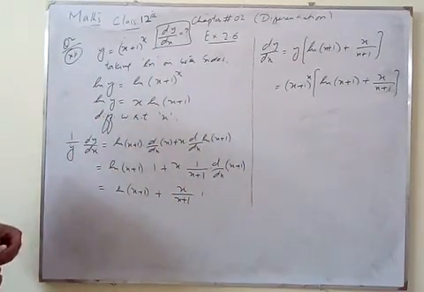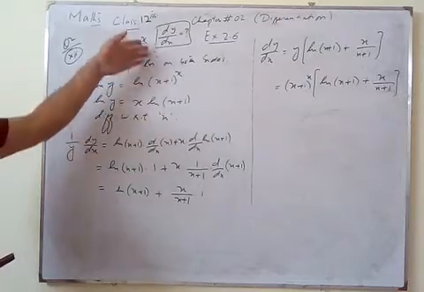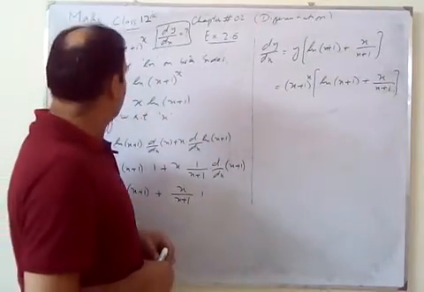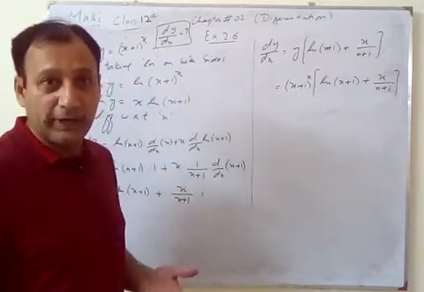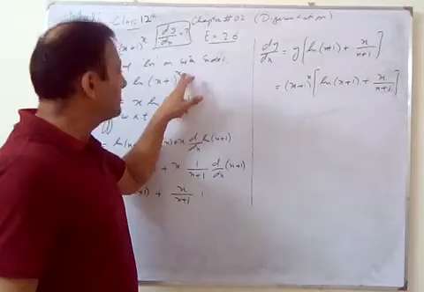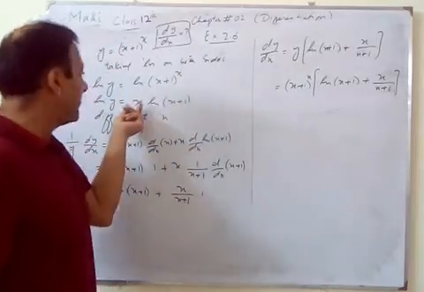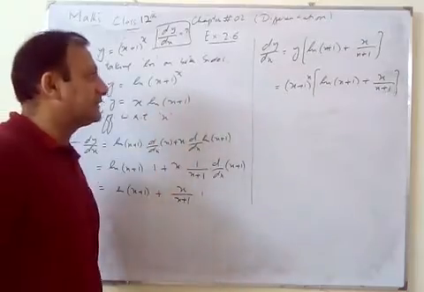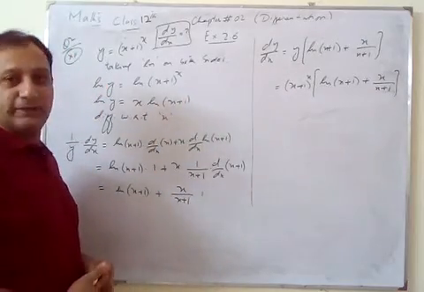This is the way how to differentiate when x is in the power, when x exists in the exponent. First of all we take the logarithm, we remove this power and take it as a product. After that, this is the way how to differentiate.